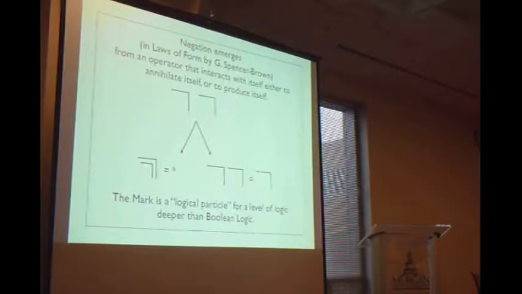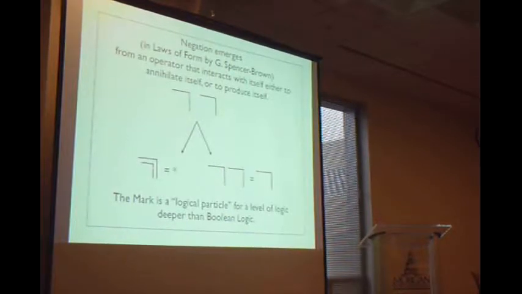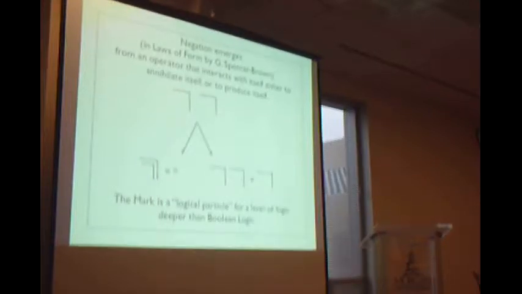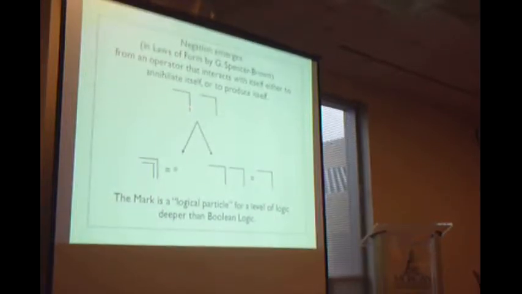In any case, it was and is a way to redo logic at a slightly deeper level than the usual Boolean level, and it produces this logical particle, and the logical particle is exactly a combinatorial Majorana fermion. It interacts with itself to produce itself or to produce nothing. So that's why I wanted to bring this into the discussion. But the epistemology of this is that the mark is seen to make a distinction.